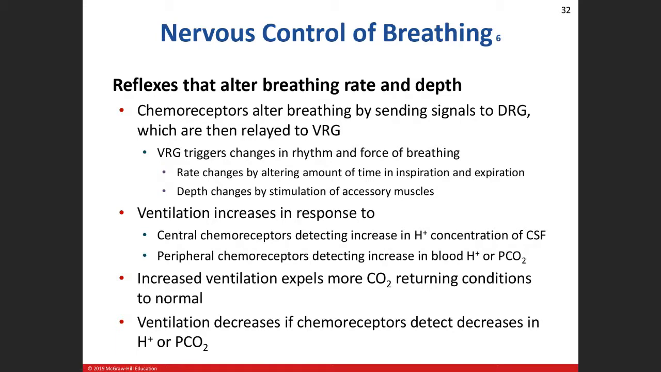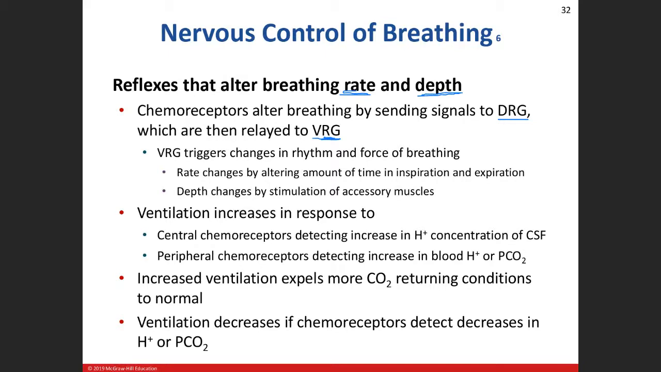Now we're going to talk about a couple of things that are going to change the rate at which you breathe and the depth, how deep a breath you take in or how deep a breath you have to force out. In this situation, we're again dealing with certain receptors. Our chemoreceptors are monitoring the chemical components of wherever they're located, whether in the cerebral spinal fluid or in our regular blood circulation. First, the messages are sent to the dorsal respiratory group, and then those input signals are transmitted to the ventral respiratory group.